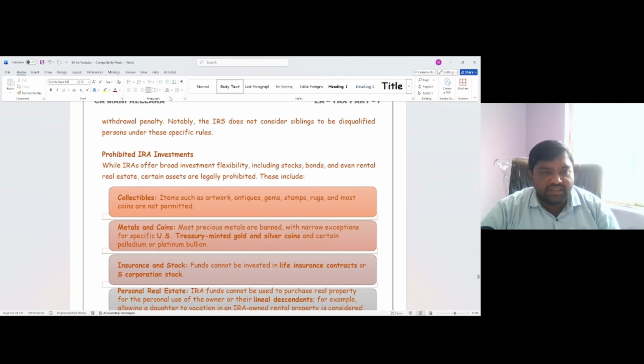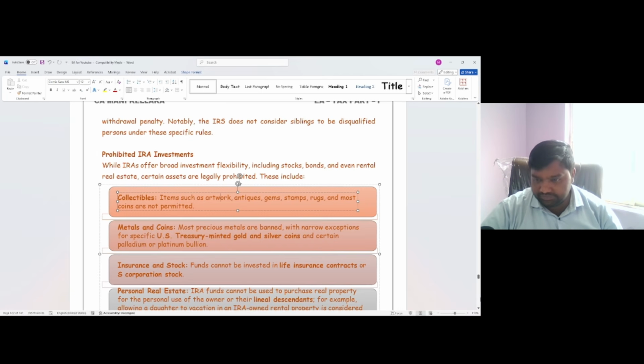You can see here why IRAs offer broad investment flexibility. They can invest in stocks, bonds, and even rental real estate. But some investments are legally prohibited, so the IRS doesn't allow them. Investments like artwork, gems, and stamps are not allowed. Metals and coins also not allowed. Gold and silver coins are allowed, sorry. Most precious metals are banned.